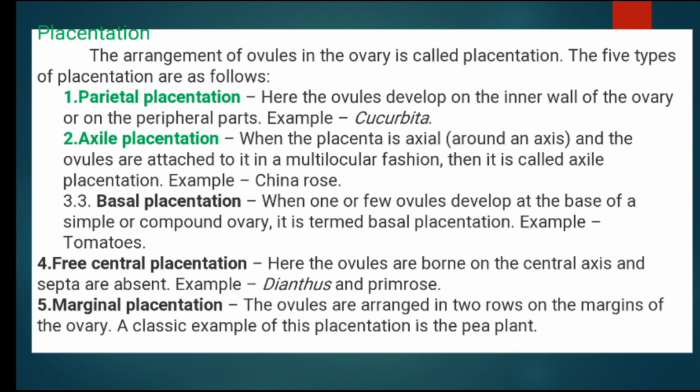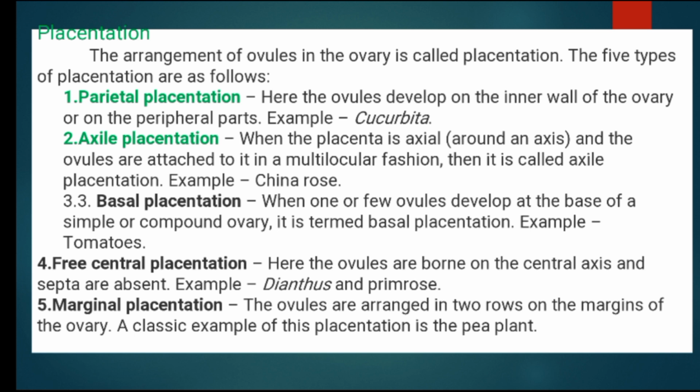The study of placentation is very important for the study of flowers and fruits. Depending on the distribution and the mode or pattern of arrangement of placentae within the ovary, placentation is classified into 5 different types. So there are 5 types of placentation, based on the position of attachment of the ovule to the placenta. The first one is parietal placentation.